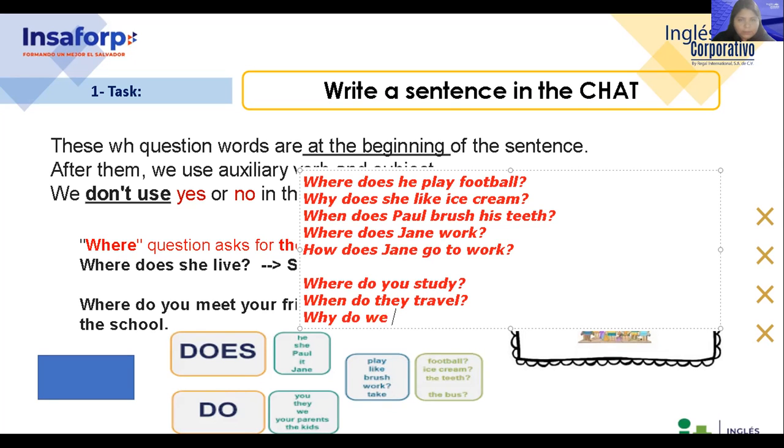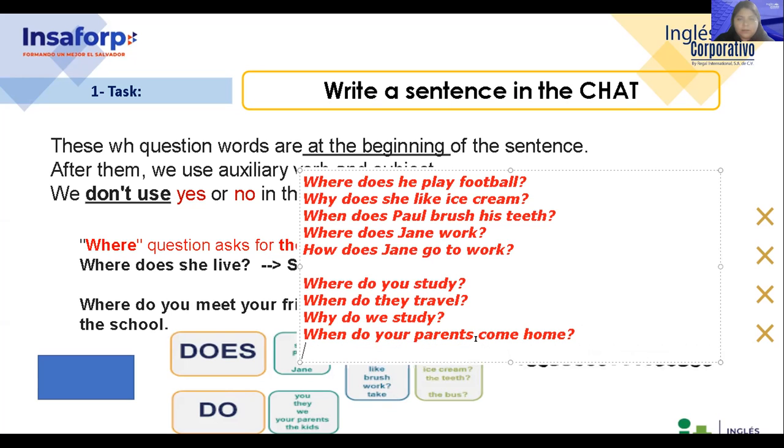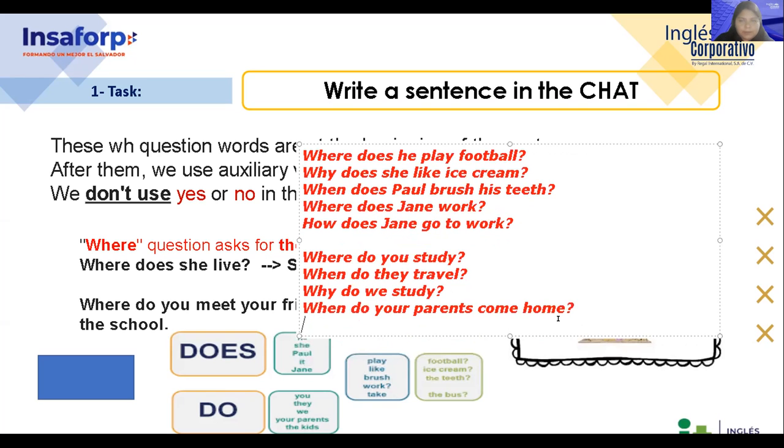Why? ¿Por qué nosotros necesitamos una acción? Why do we study? Okay, why do we study? Nice, because we love studying. Next question. When do your parents come home? Aquí recuerden, la double H question sigue el verbo auxiliar y acá el sujeto. When do your parents come? Home. Muy bien. ¿Cuándo vienen tus padres a casa? When do your parents come home? Or come back. Pueden ser come back, regresan a casa también.